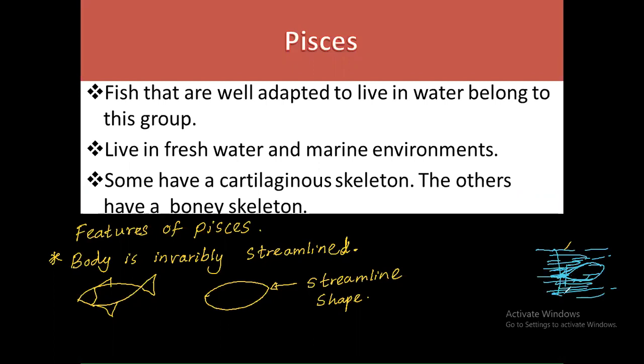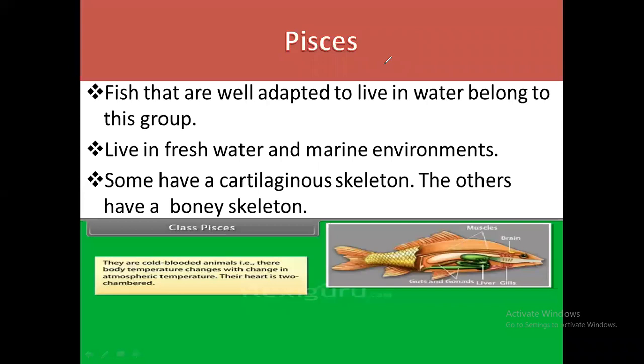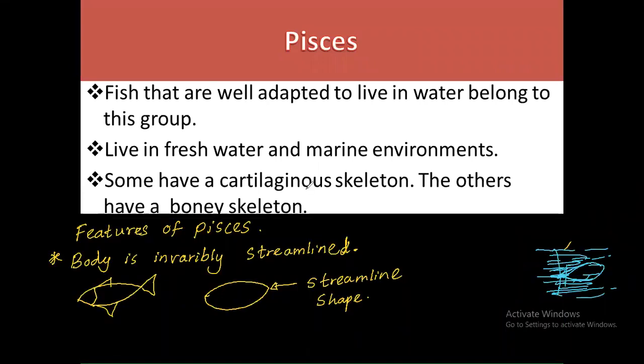So they can cut down the resistance and they can move forward. That is the usefulness of the streamlined shape. Right? This pattern helps them to swim through water. I mentioned this also. Under that, just draw it and show that streamlined shape. Then you will understand about the streamlined shape.